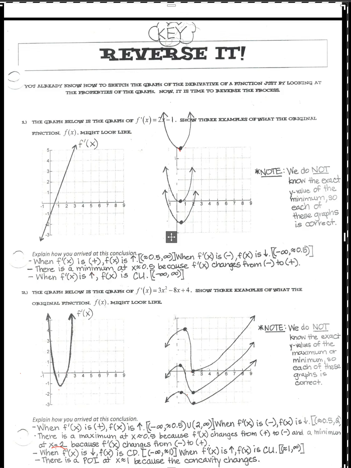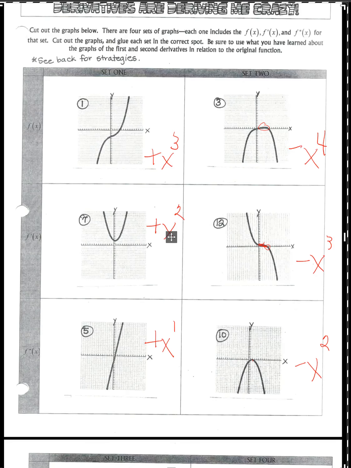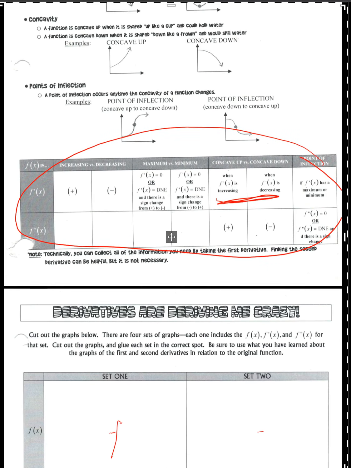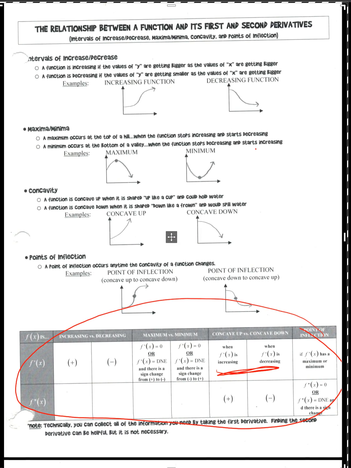And please, I cannot stress enough, every piece of information that I'm getting from this is all coming from this table right here, which is on your sheet titled The Relationship Between a Function and its First and Second Derivatives. I am getting 100% of the information on how to sketch the graph of the original function from its derivative using this table. So refer to it back and forth to find where the function is increasing, where it is decreasing, where there is a local max or min, where the function is concave up, where it is concave down, and where the function has a point of inflection.